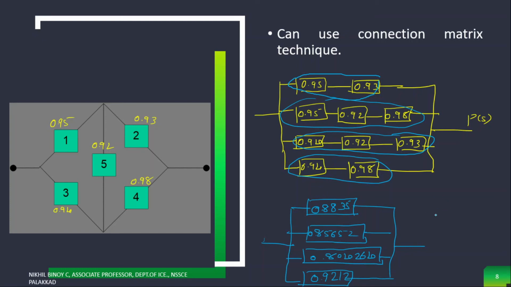So the final answer, the system reliability of this bridge configuration, is 0.9997. The remaining terms follow like that, so I'm using 5 significant digits. So this one is the answer. Is it correct? 0.99974. This is the system reliability. Is it okay?